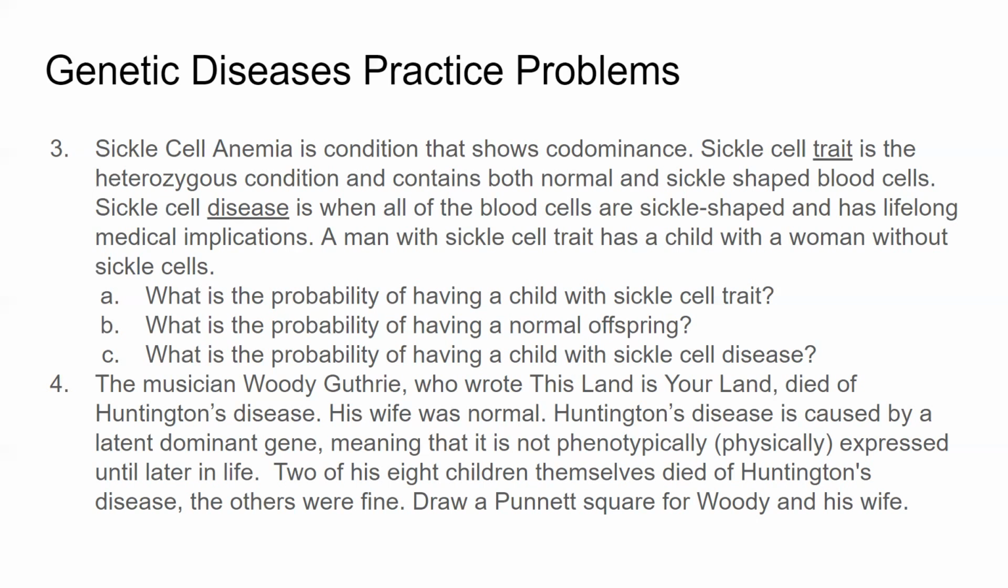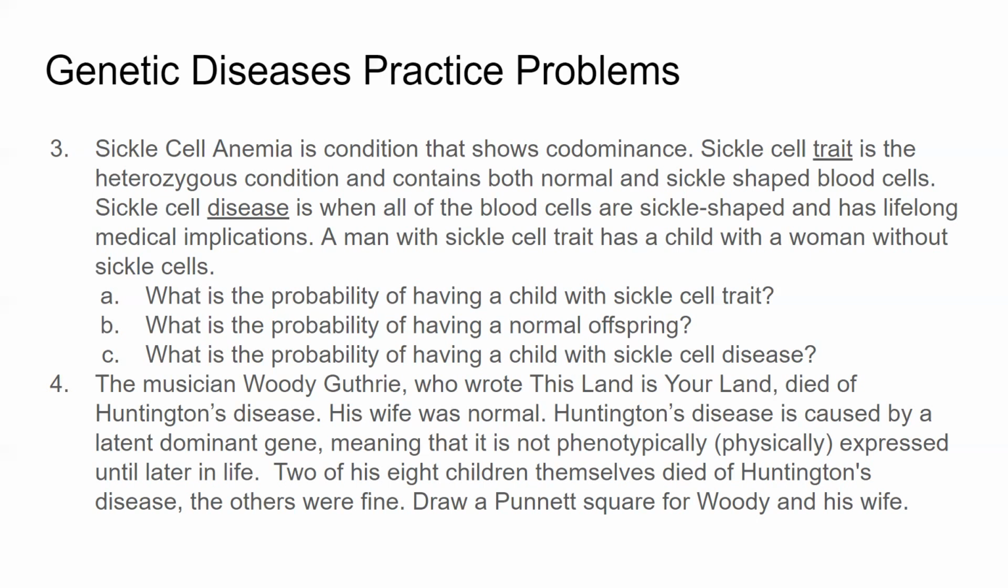Okay, so we got a man with sickle cell trait. So we have to think about this. Could he be homozygous or heterozygous? Even heterozygous, if you have CNCS, you have sickle cell. If you have CSCS, you have sickle cell. So with codominant, there's two ways to have the disease. But it doesn't tell us which one clearly, does it? So we might have to do two Punnett squares for this.